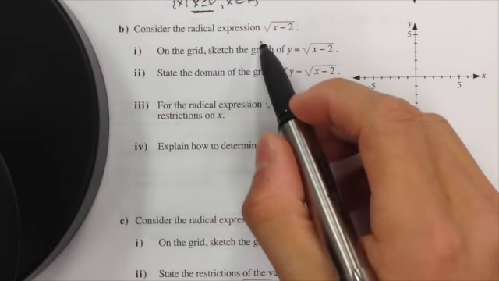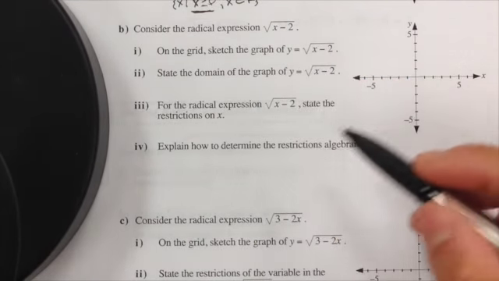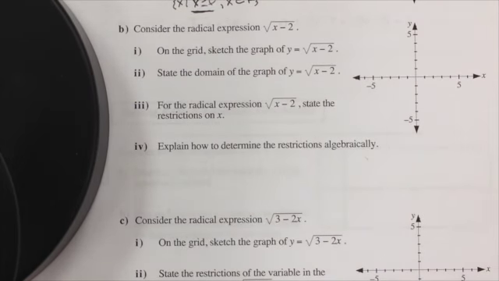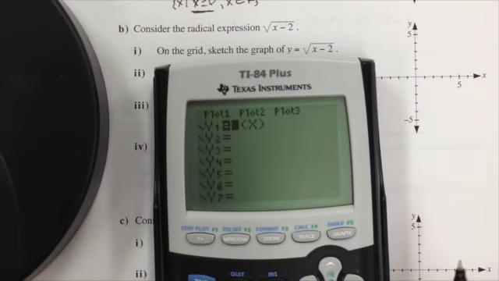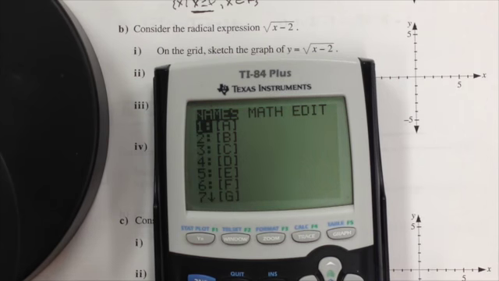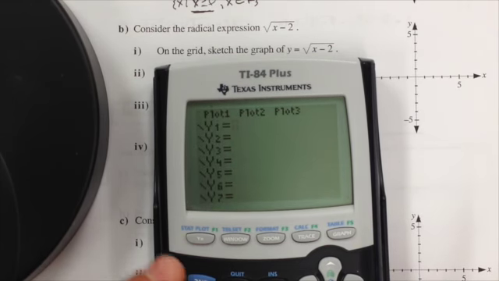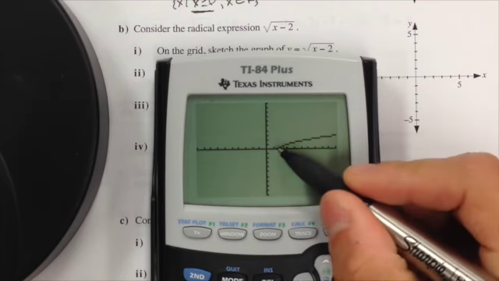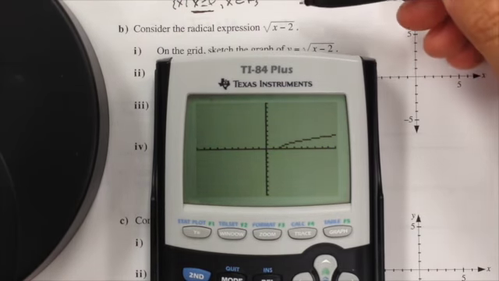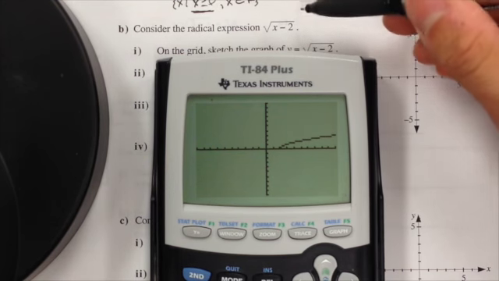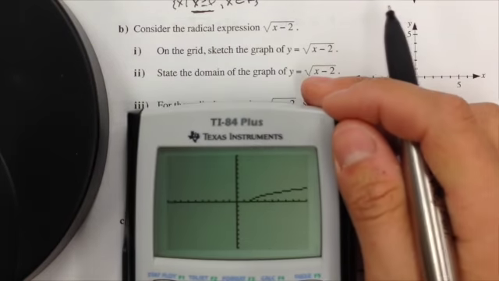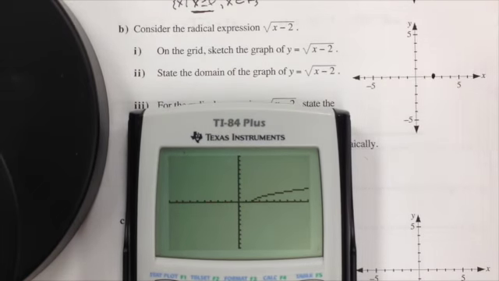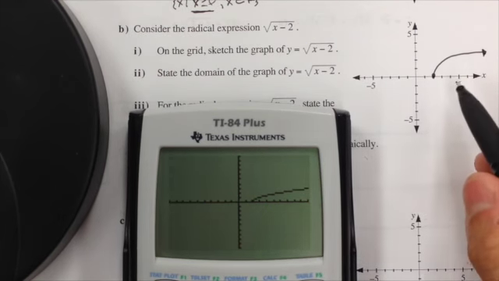So consider the radical expression square root of x minus 2. State the domain of the graph of y equals square root of x minus 2. Alright, so let's do this again. We'll plug this into our calculators. Square root of x minus 2. Let me graph this. Notice that we're starting at positive 2 here. And remember, we're trying to solve this as an expression in which we have a denominator set to 0. Let's sketch what this will look like on our graph. We're going to start at positive 2, and we're extending in this direction up our x-axis.